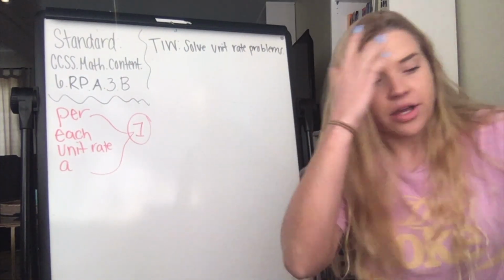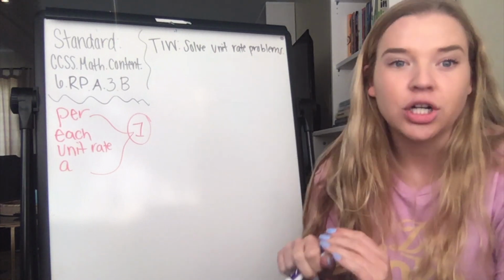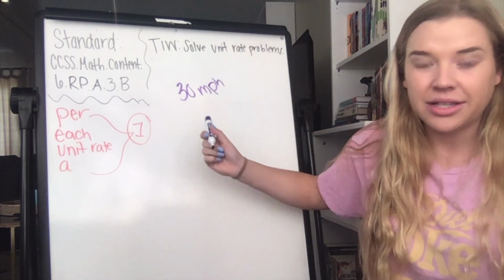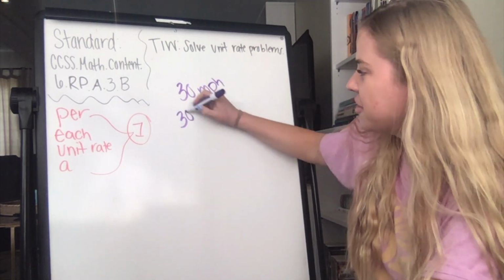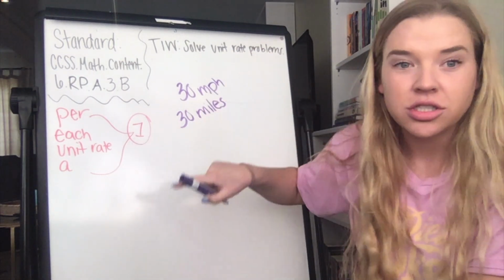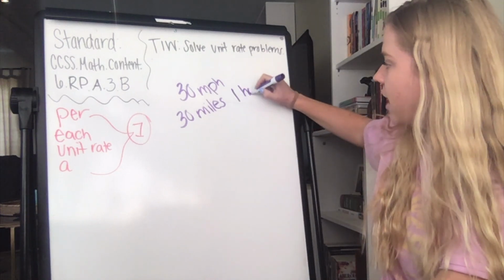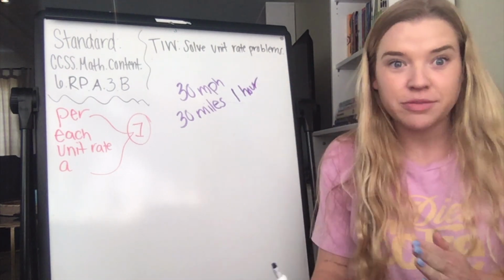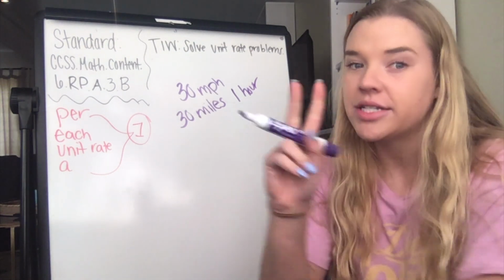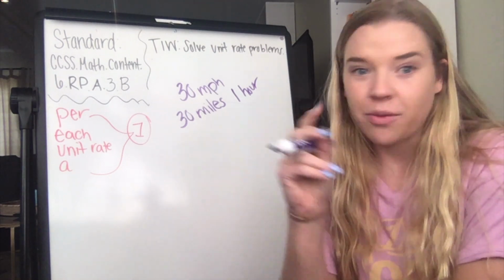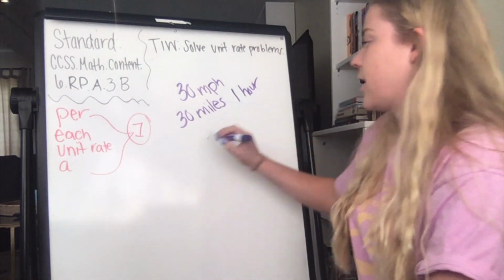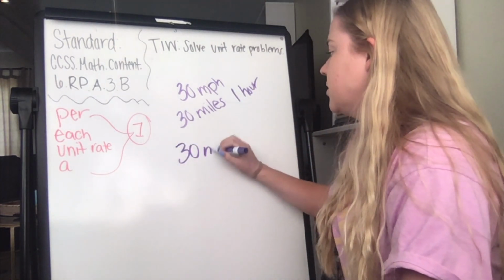Okay, so if I say that I'm driving, let's go straight into the first example, 30 miles per hour, what that really means is 30 miles per means 1. So 30 miles and 1 hour. 30 miles per hour is 30 miles for every 1 hour. So if I'm giving you two different quantities that have a relationship, that's going to be a ratio. And we know that if we have a ratio, we can set them up as a fraction. So 30 miles per hour is the same thing as 30 miles in 1 hour.